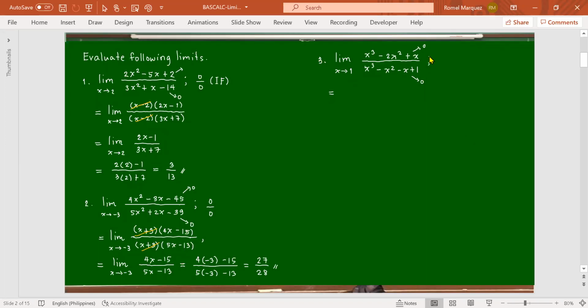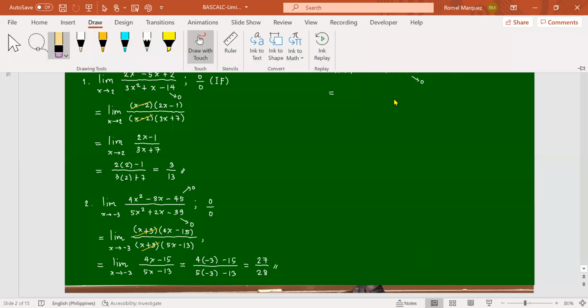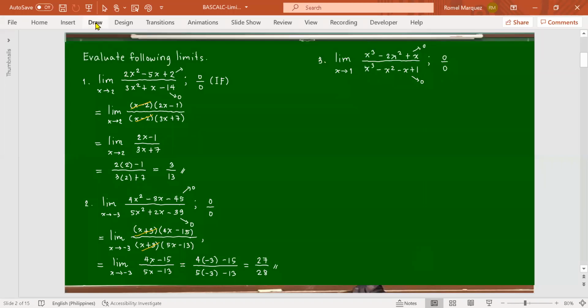So therefore, it is an indeterminate form, no? 0 over 0. So let's now factor the numerator and denominator. We can't do that mentally, no? So let's start with the numerator. Numerator muna. What is the factored form?